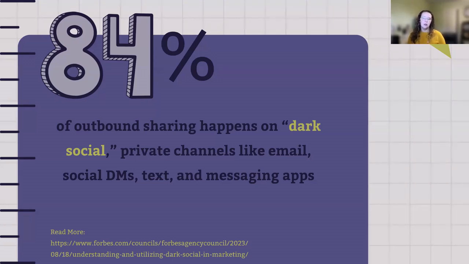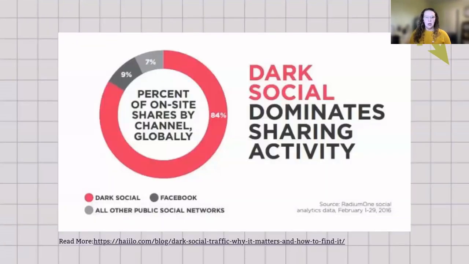of sharing happens on what's termed dark social. It's really just a way of saying it's happening behind the scenes on channels like email, social media, direct messages, texts, etc. So it's just unfortunately not measurable. Here's a little bit of a breakdown from their research. So what this means is the majority of content sharing is happening, again, where we can't directly measure it.